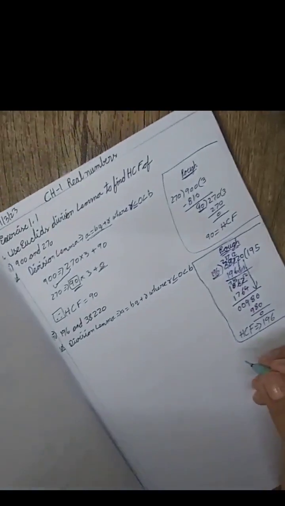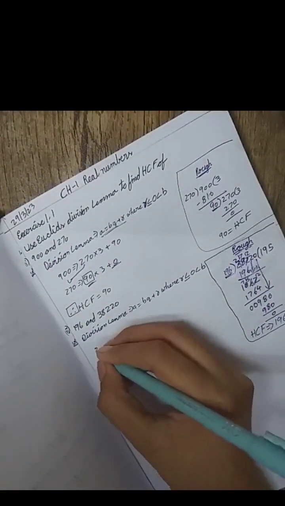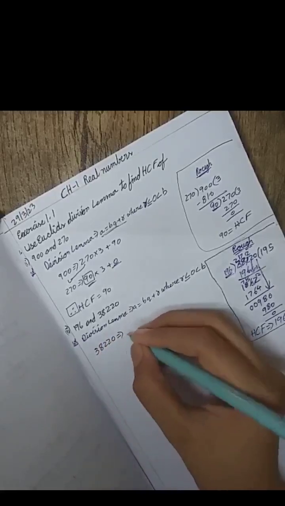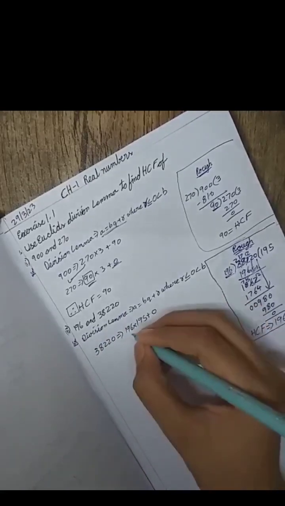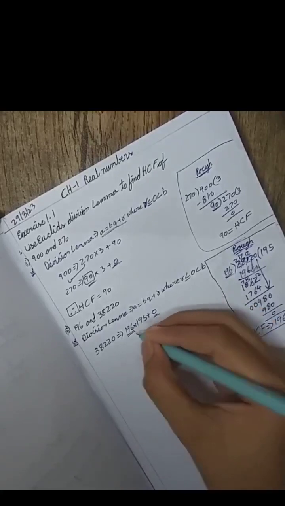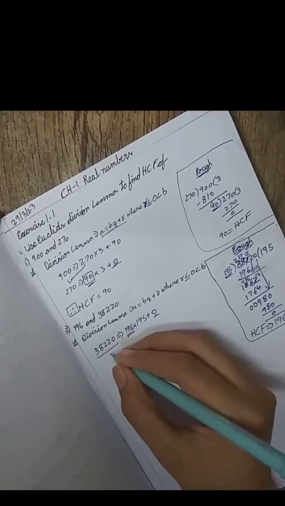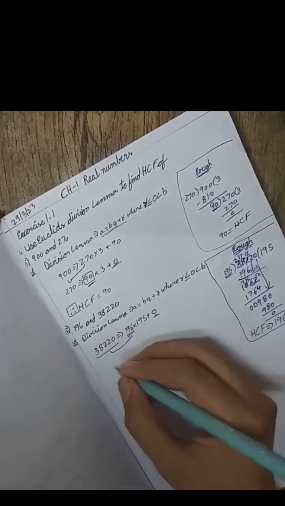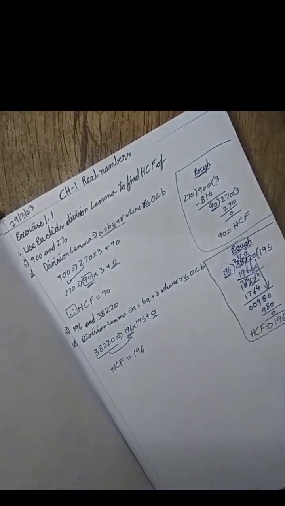Now let's write this in division lemma formula. 38220 is equal to 196 into 195 plus 0. We get the remainder 0. So 196 is the HCF of 38220 and 196. HCF is 196. Now let's do the third sum in the first problem.